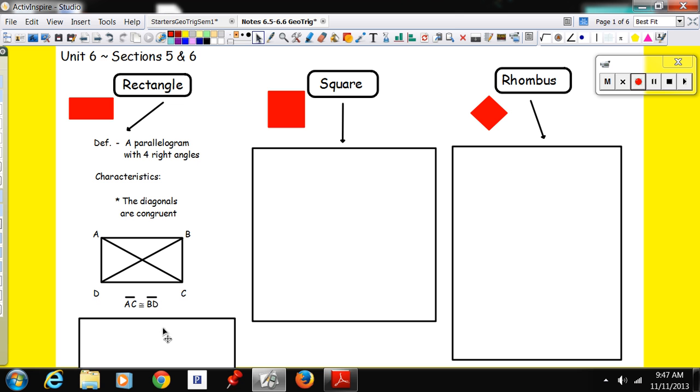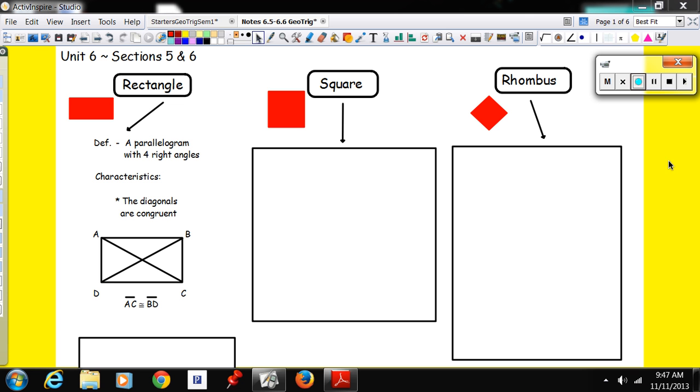Here's a picture, and you can see that diagonal AC is congruent to diagonal BD. Those are congruent because they are right angles. All right, next we'll do the rhombus because we're going to come back and get the square.